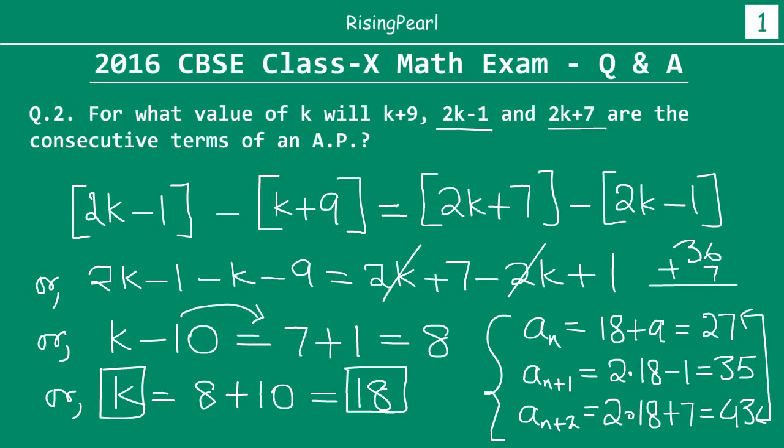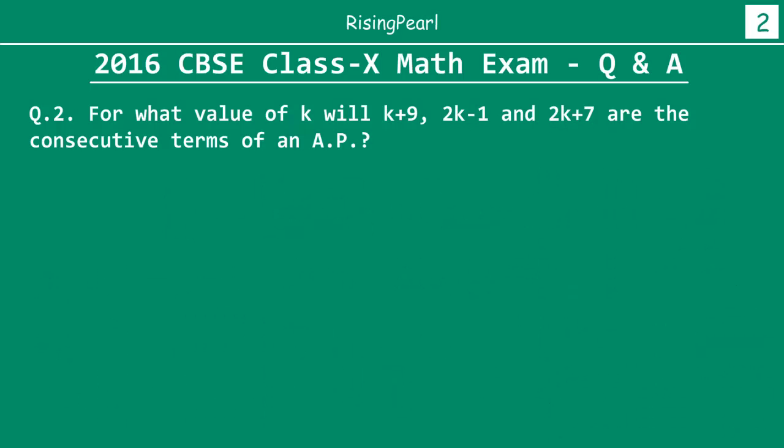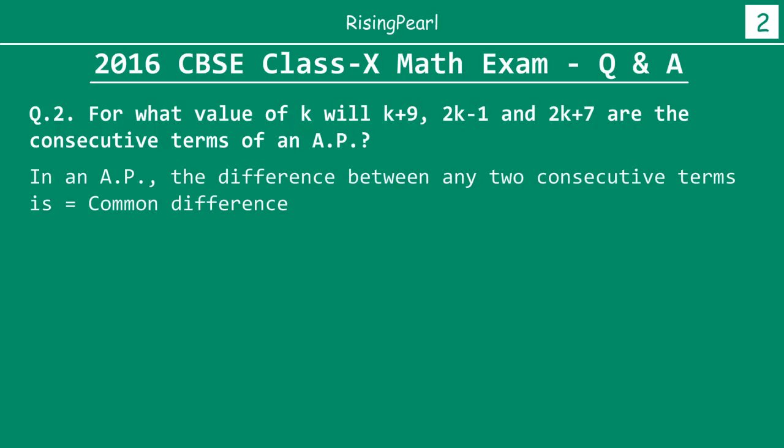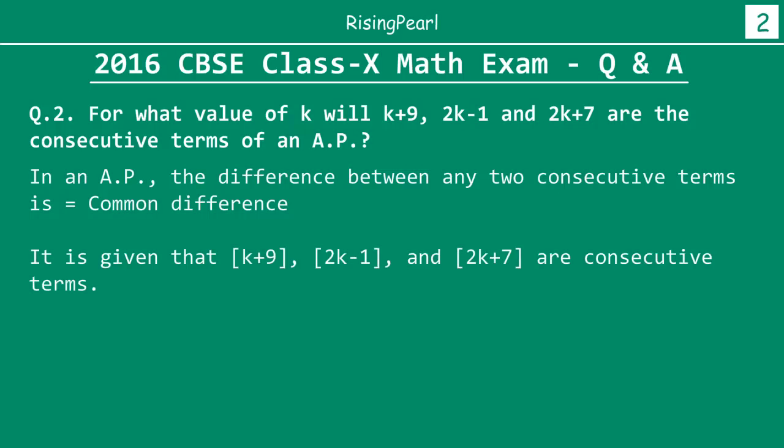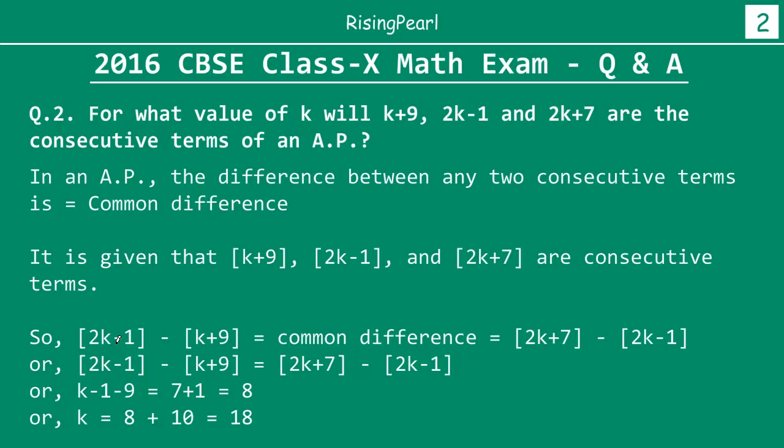So we have obviously put a lot of stuff over here. Now in your exam, the way you are going to neatly write this is as follows. You first say, in an AP the difference between any two consecutive terms is equal to the common difference. We know that. So it is given that k plus 9, 2k minus 1, 2k plus 7 are consecutive terms, and if that is the case, then 2k minus 1 minus k plus 9 equals the common difference, which equals this, and if you solve it you are going to get k equal to 18. So the value of k is equal to 18. This is the answer to your second question.